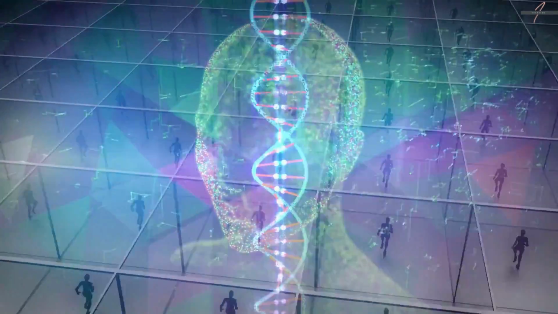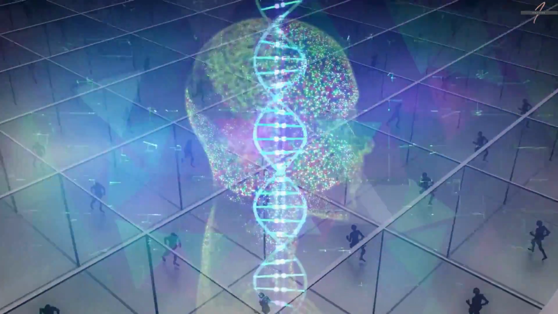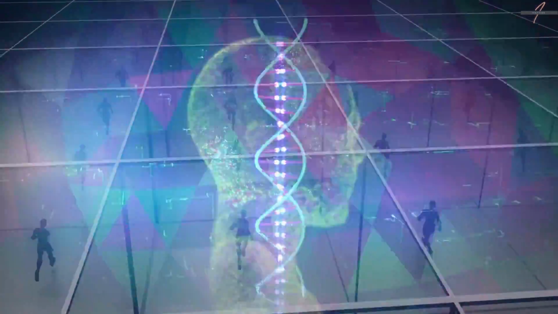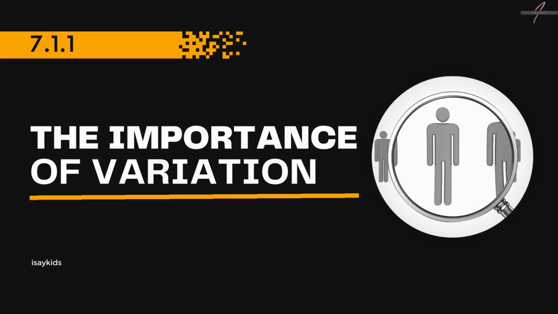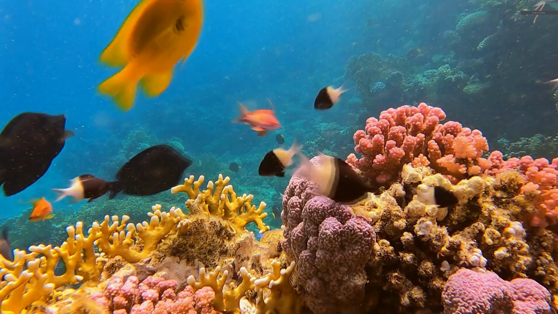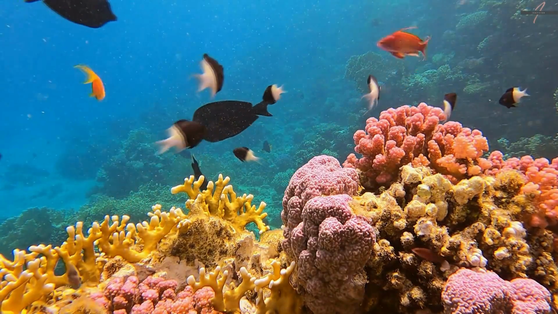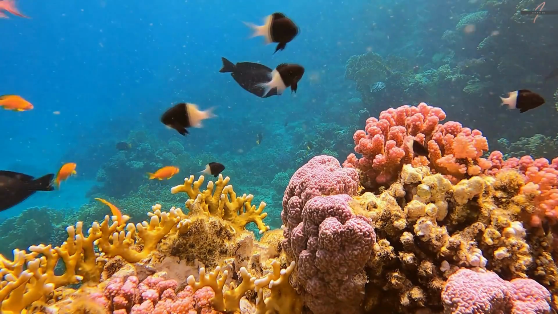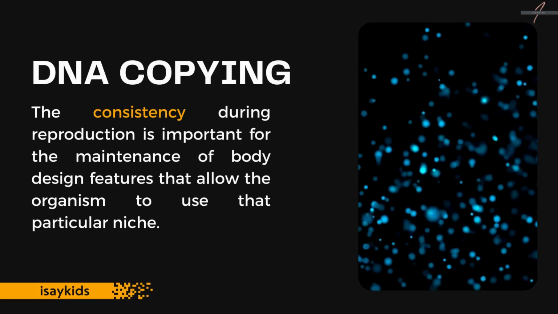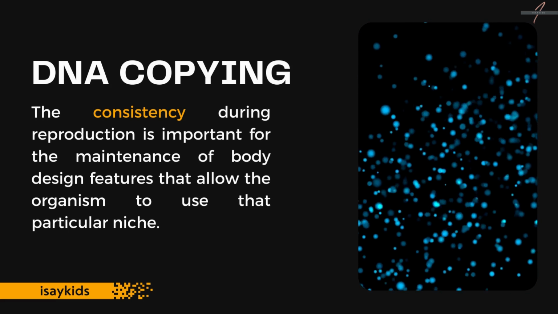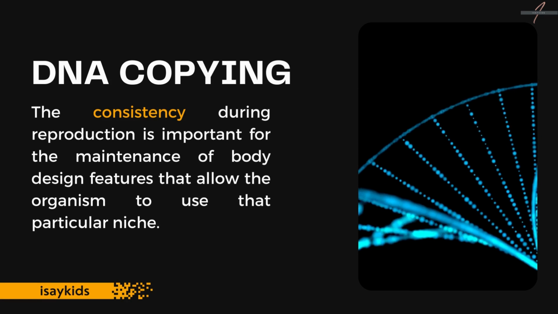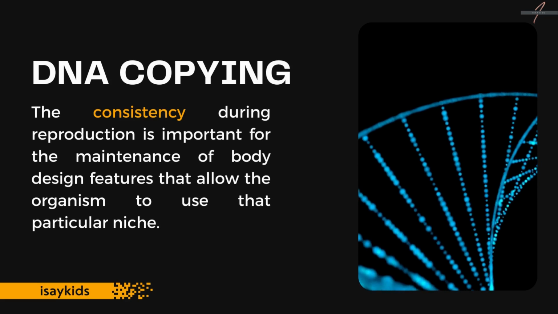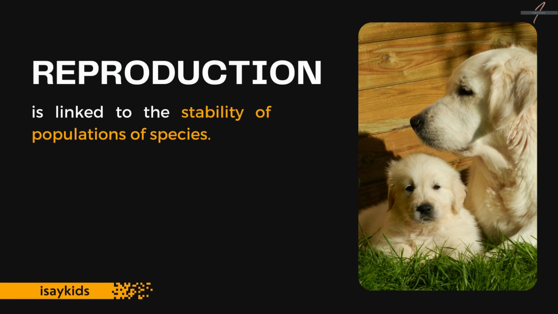This inbuilt tendency for variation during reproduction is the basis for evolution, as we will discuss in the next chapter. Now, let's see the importance of variation. Populations of organisms fill well-defined places or niches in the ecosystem, using their ability to reproduce. The consistency of DNA copying during reproduction is important for the maintenance of body design features that allow the organism to use that particular niche. Reproduction is therefore linked to the stability of the population of a species.